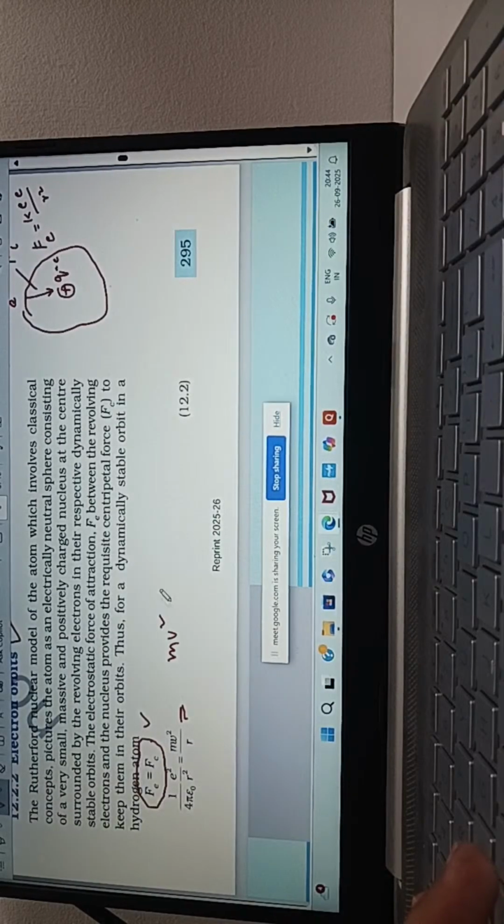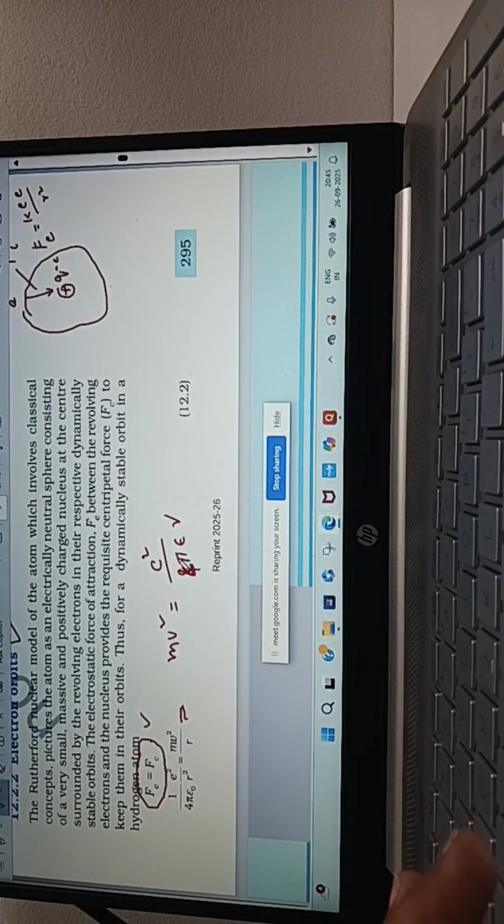mv square is equal to 1 by r, the r will get cancelled, right? So e square divided by 8 pi epsilon naught r, correct? Yes, sir. It is not 8 pi, it is actually 4 pi epsilon naught. Okay? This is 4 pi, correct?